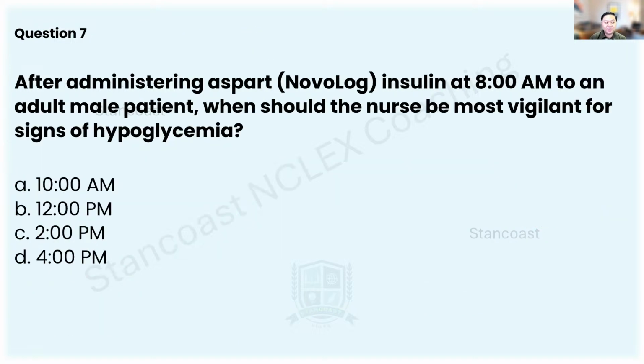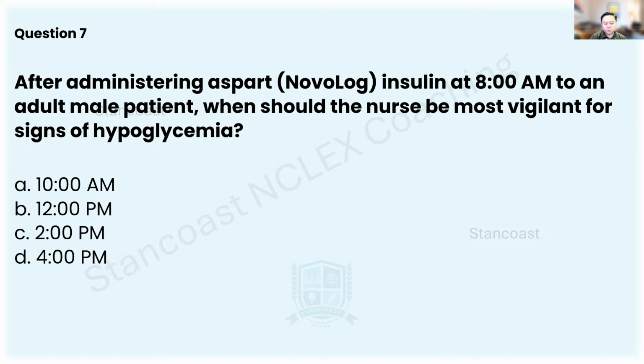Let's have number 7. After administering aspart, which is Novolog, insulin at 8 a.m. to an adult male patient, when should the nurse be most vigilant for signs of hypoglycemia? Is it A, 10 a.m., B, 12 p.m., C, 2 p.m., D, 4 p.m.?